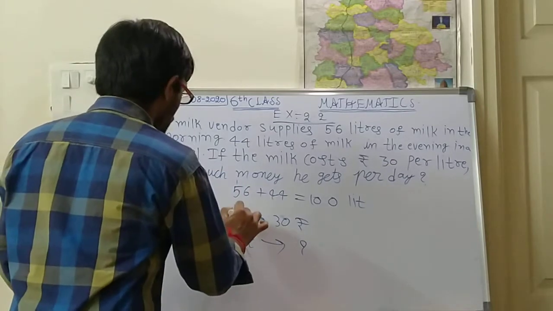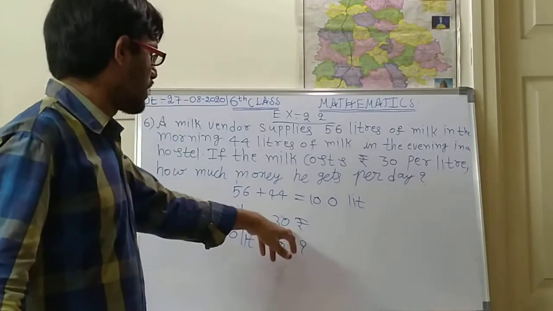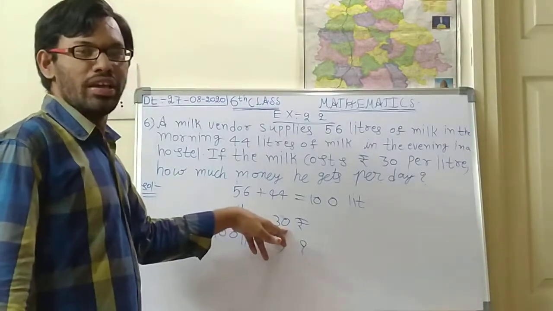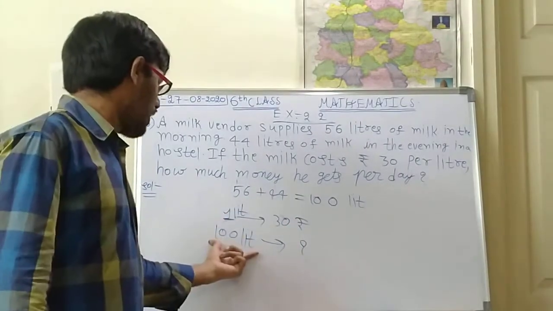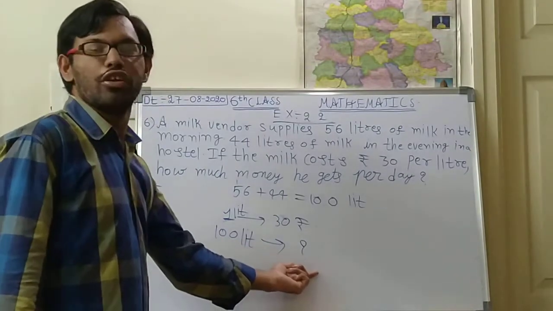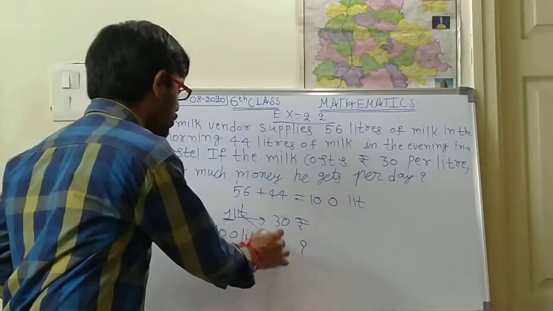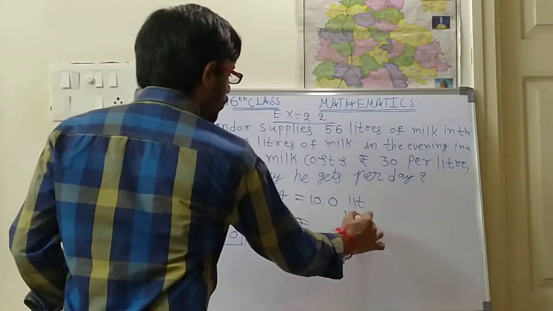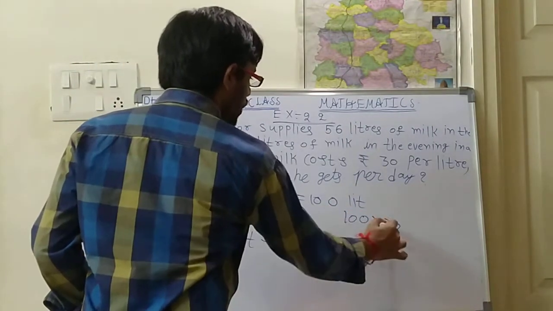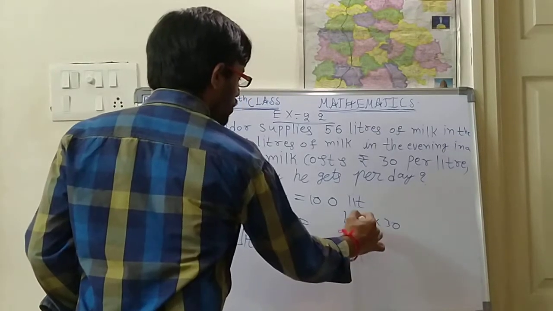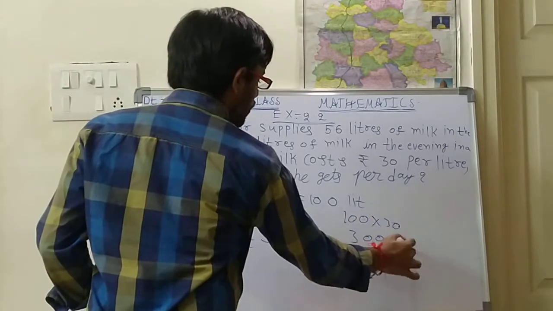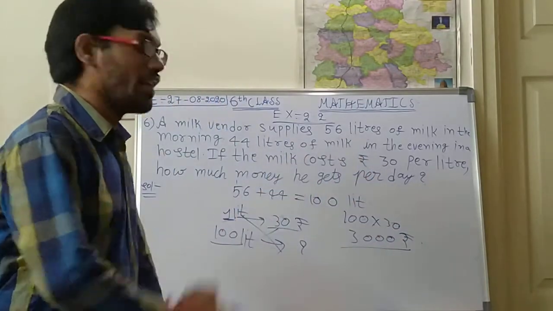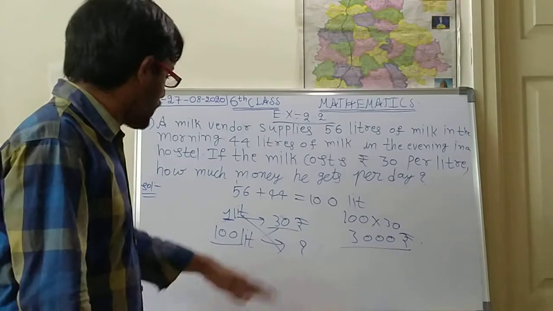So for 1 liter, he is getting 30 rupees. But for 100 liters, how many rupees is he getting? That means you should do the cross multiplication. 100 into 30. So 1 into 3, 3. How many zeros? 1, 2, 3. So 3 zeros. So totally 3000 rupees he is getting per day. So this is the answer.